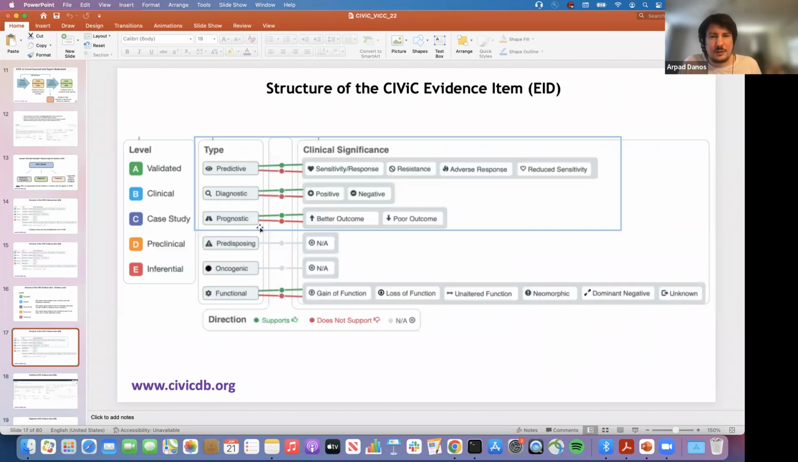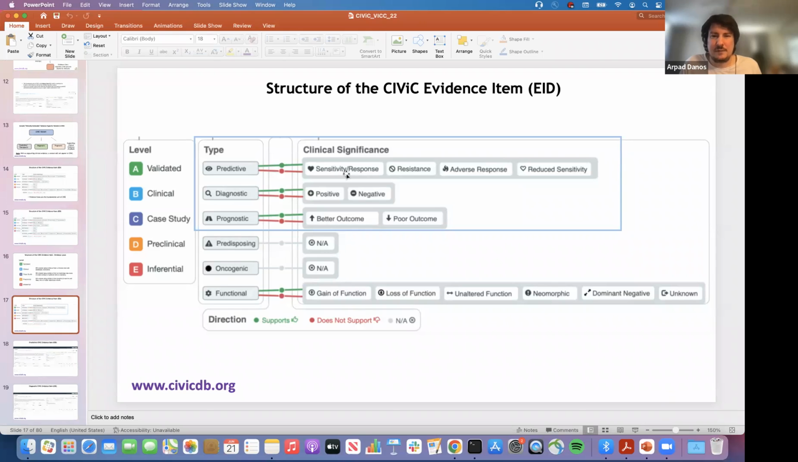We'll go back here. Note that we can also annotate with resistance. So, for instance, the famous resistance variant that appears on top of L858R, the secondary resistance variant, you can write evidence for that too. I'm not going to show one, but these annotations are all available.